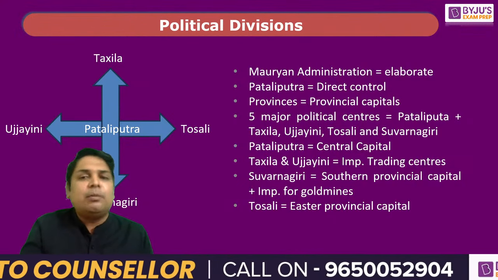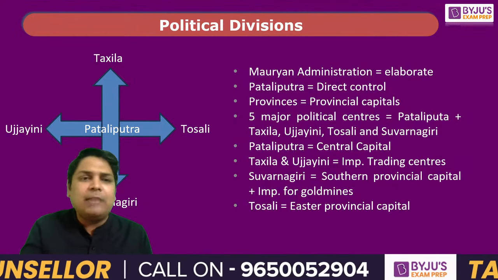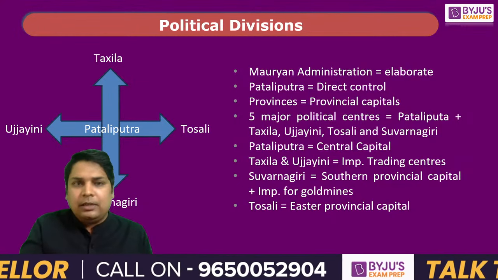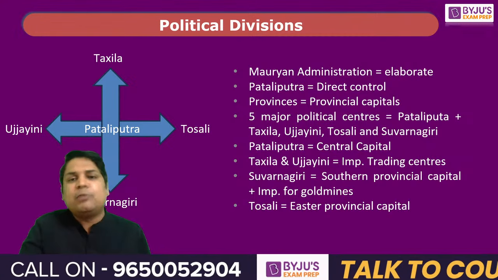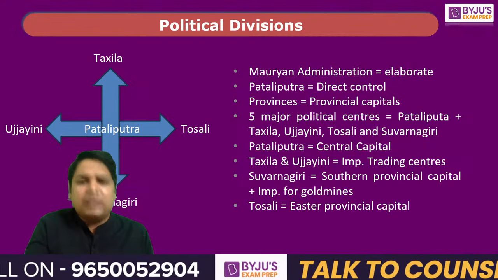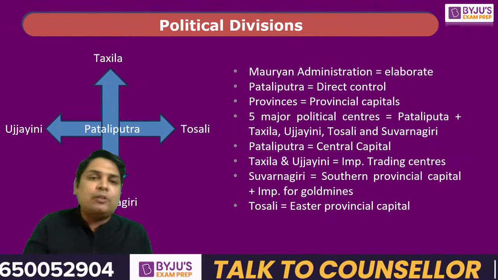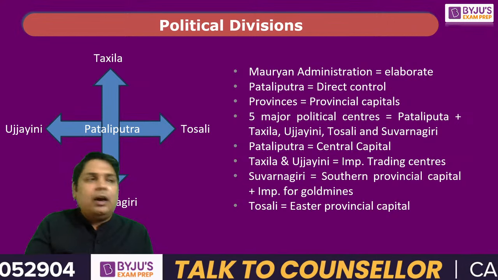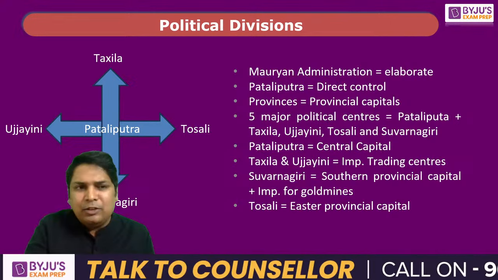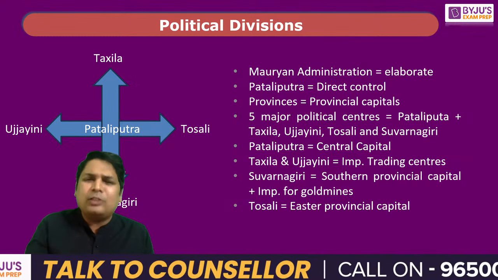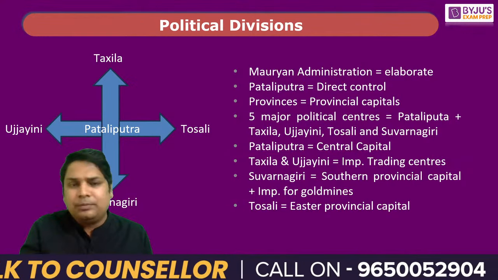Takshila and Ujjaini were the most important trading centers back then, and that's why they also became the provincial capitals, right? So Takshila was the northern province capital, Ujjaini was the western province capital. Suvarnagiri obviously the southern provincial capital, and it was also important for the gold mines of Karnataka. If you have read about the Harappan civilization as well, you must know that the Harappans also imported their gold from the Karnataka gold mines.